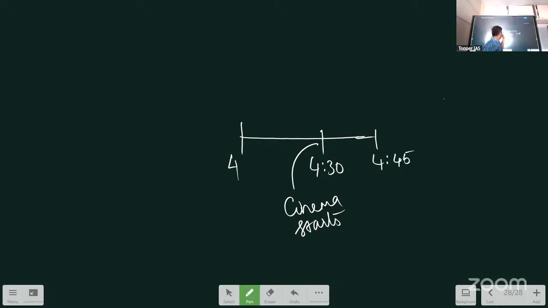So you sit in the auto at 4 o'clock. Rapido shows the estimated time to reach as 4:45. The cinema ticket says 4:30. So you tell your friend, by the time we reach, the movie will have started. So how will you tell now? The movie will have started by the time we reach. Simple. Is it clear now, all of you? The movie will have started by the time we reach.